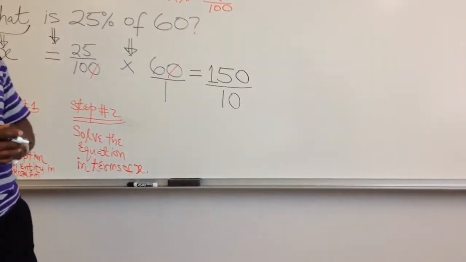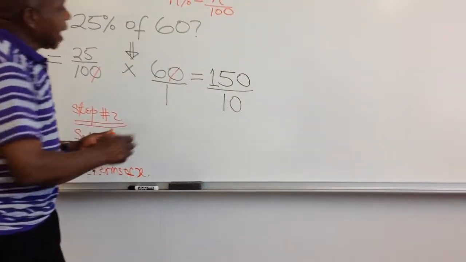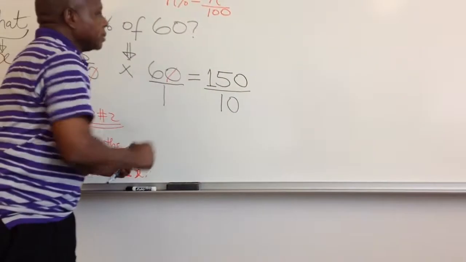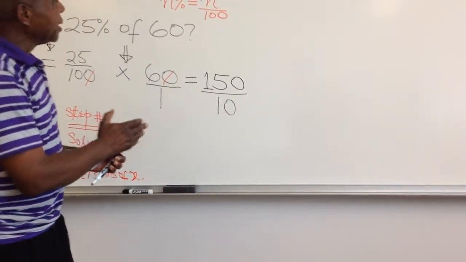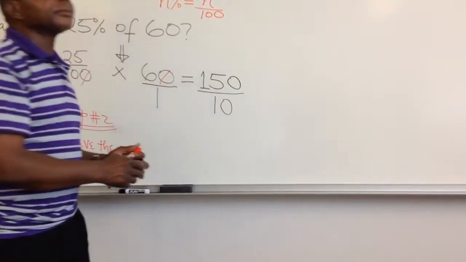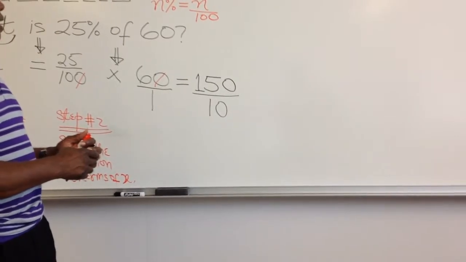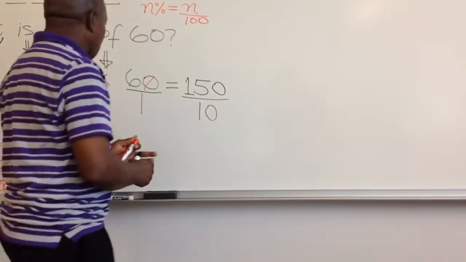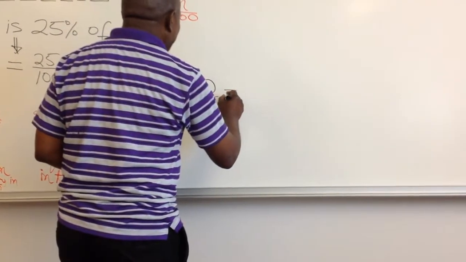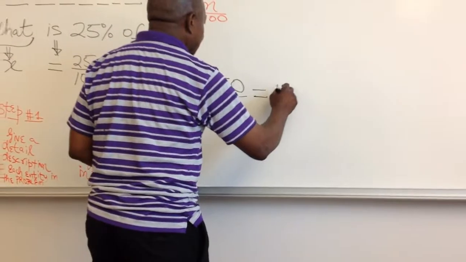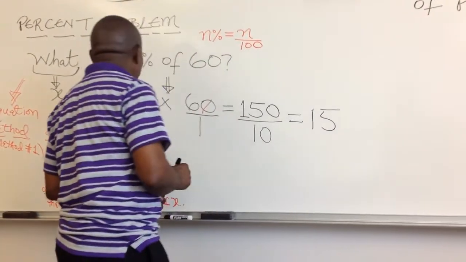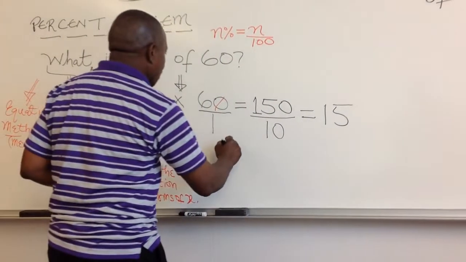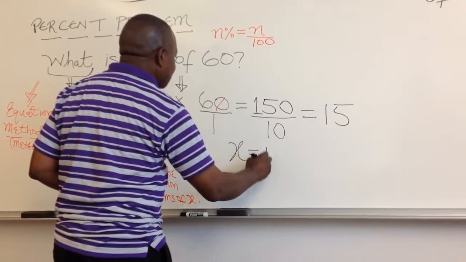And notice that at this point, we can now divide 150 by 10. If we divide 150 by 10, what are we going to obtain? We will certainly obtain the number 15. So that means that x is going to be equal to 15.